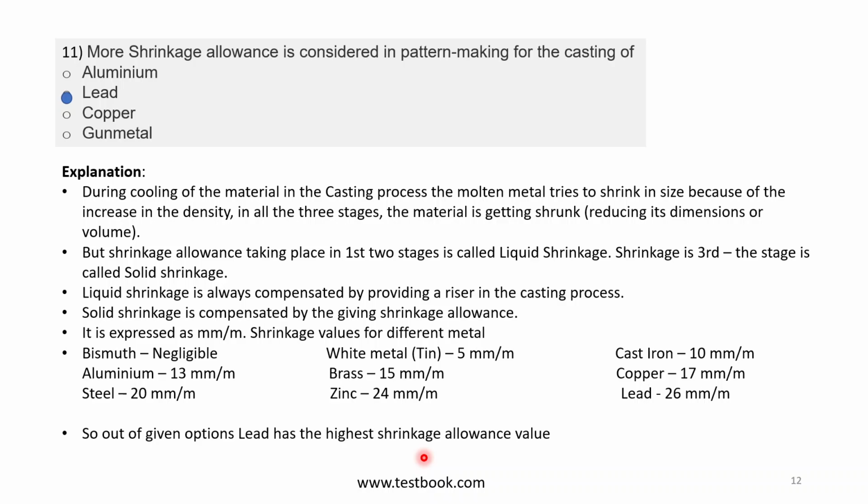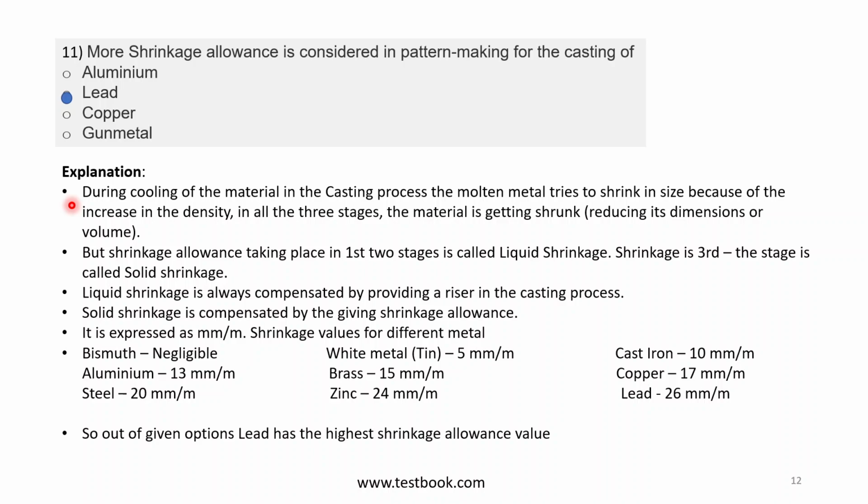So more shrinkage allowance is considered in pattern making for the casting of which out of these four metals: aluminum, lead, copper and gunmetal. The answer will be lead. During cooling of material in the casting process, metal tries to shrink in size because of the increase in density. Because of solidification it will have a crystalline structure, so because of that the density will change.